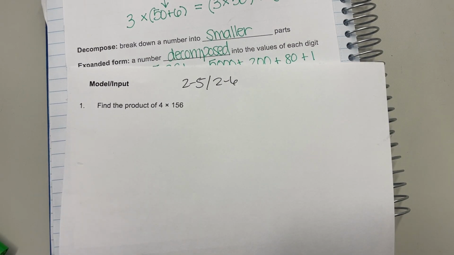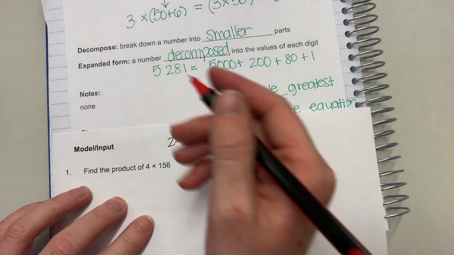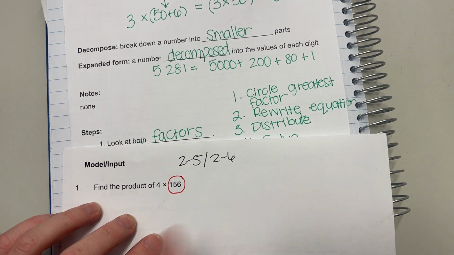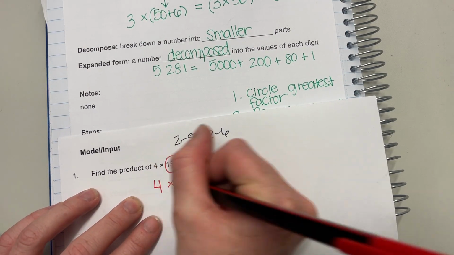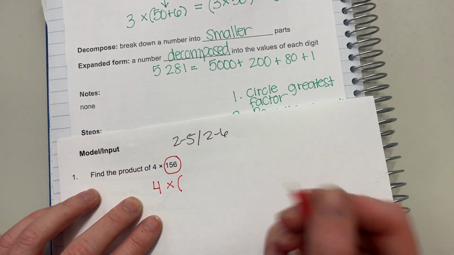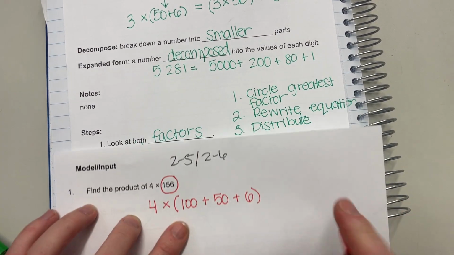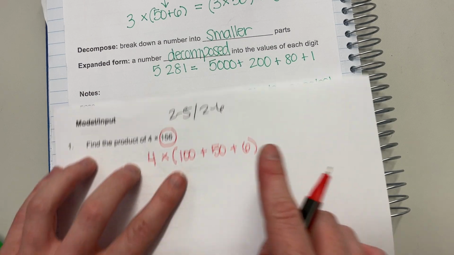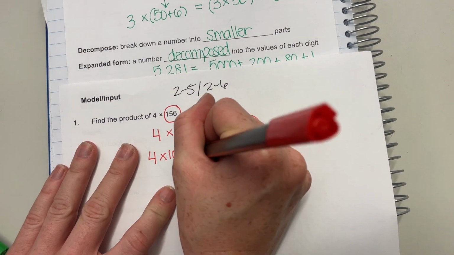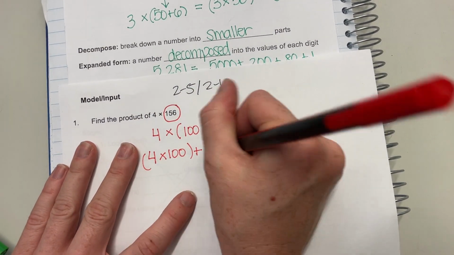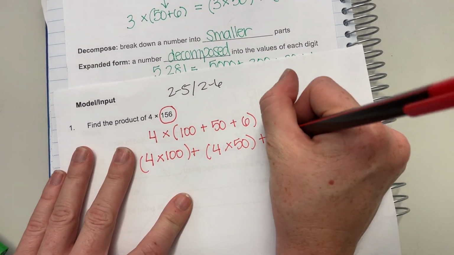I have my first problem. It says find the product of 4 and 156. I need to circle the greater one. So 156 is the greater one. And I need to rewrite the equation. So I have 4 times, and now I need to put this in expanded form. So I have 100 plus 50 plus 6. And now I need to distribute. So I need to do 4 times 100, 4 times 100 plus 4 times 50 plus 4 times 6.